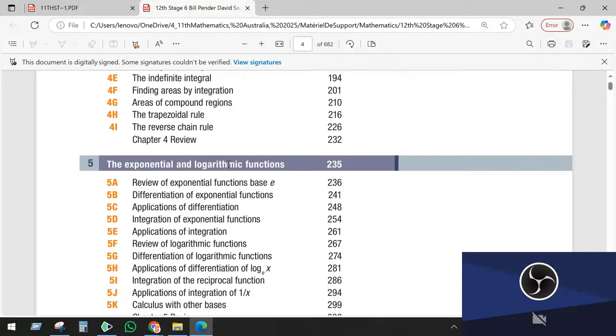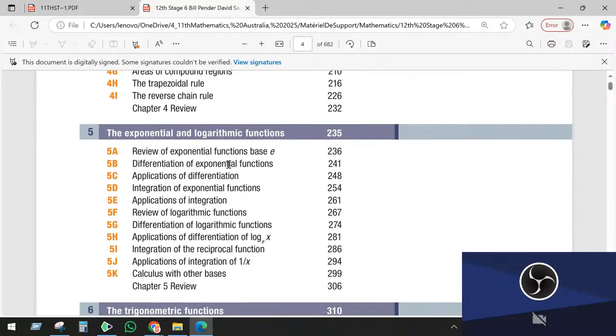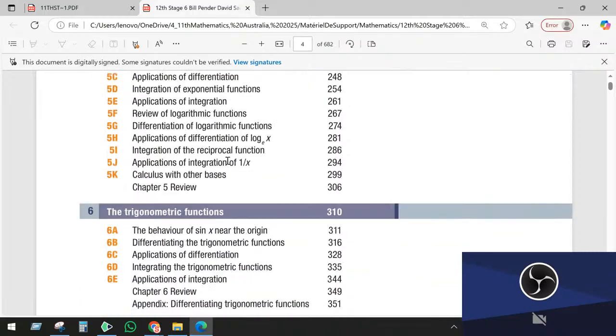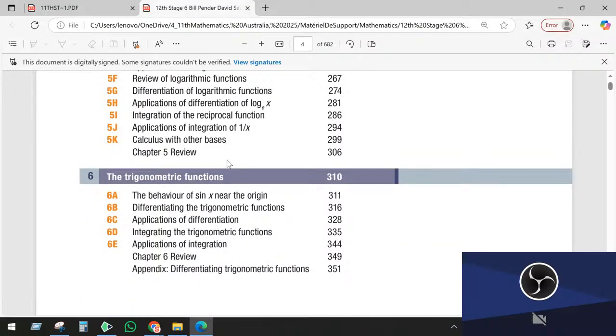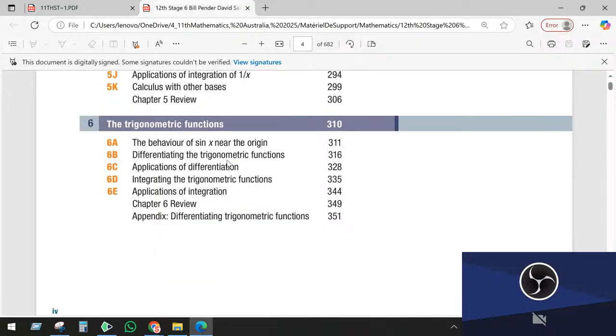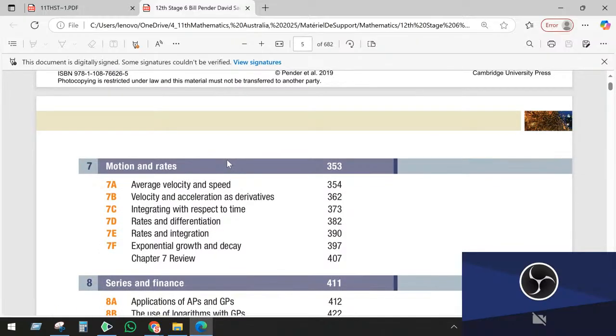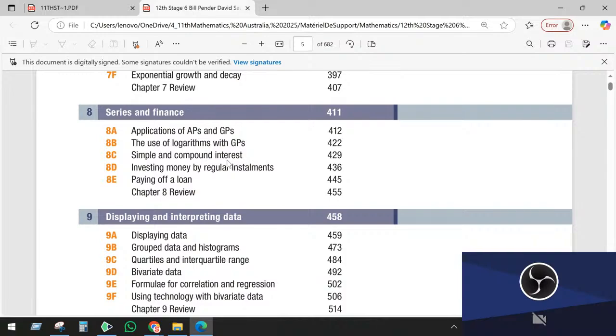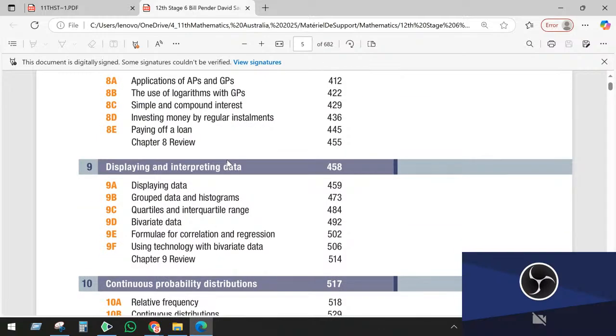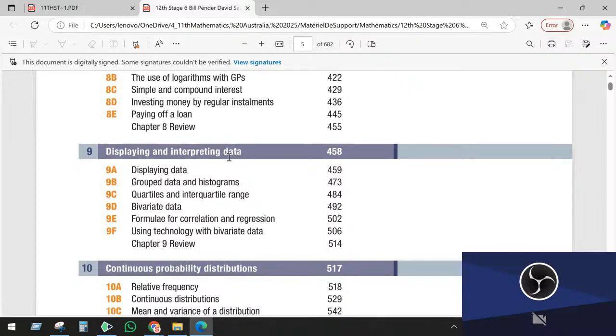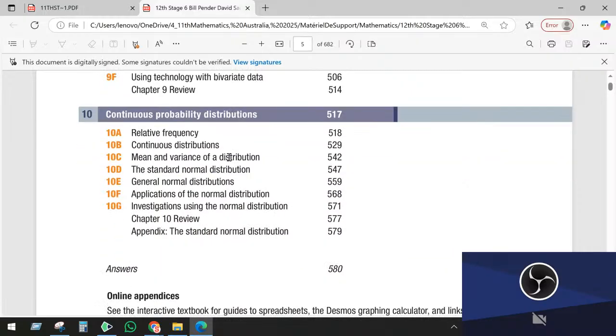Exponential and logarithmic functions. We already did almost. Exponents and logarithmics in chapter 6 we completed almost. Trigonometric functions. Here, what is differentiating trigonometric functions, applications, and all. It is an advanced one. Motion and rates, that is an applied topic. Series of finance, the GP and AP. Displaying, interpreting data. Continuous probability distribution.